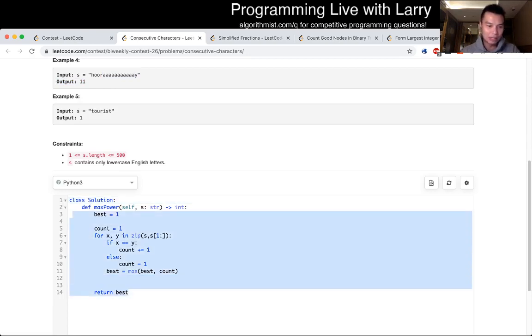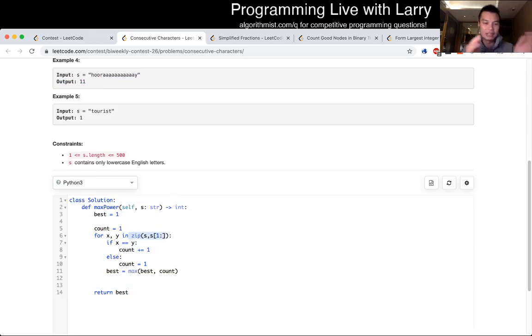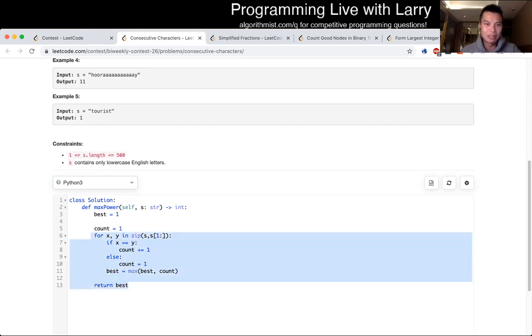And this is my code. I did it in not that many lines. The zip basically allows me to count consecutive characters, and I've actually done similar problems enough times that for whatever reason I was pretty confident about this one. So yeah.